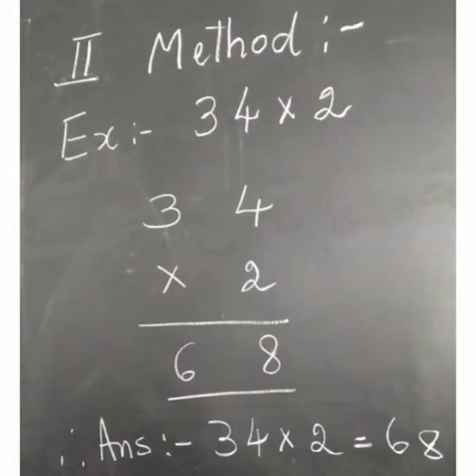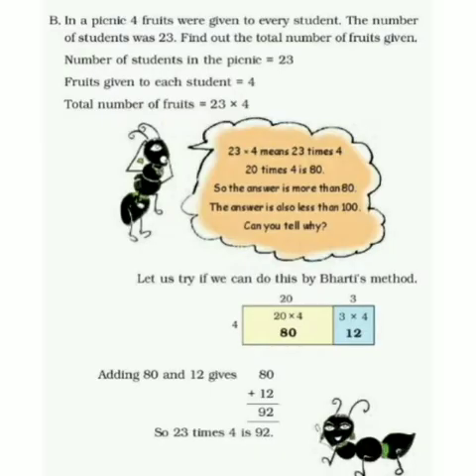Now, one more example is there. In a picnic, 4 fruits were given to every student. The number of students was 23. So, find out the total number of fruits given. So, the number of students in the picnic is 23 and fruits given to each student is 4. So the total number of fruits will be 23 multiplied with 4.